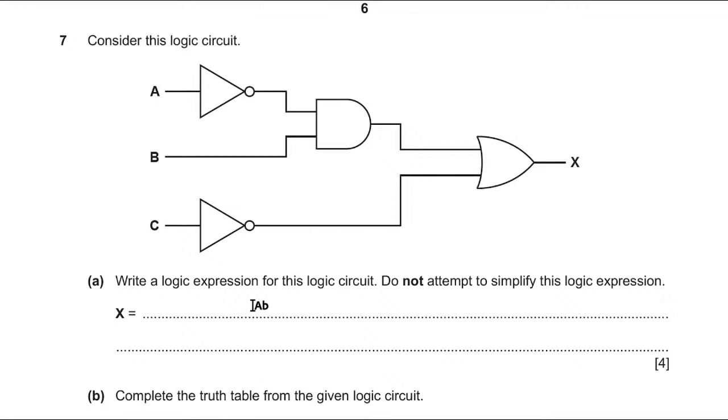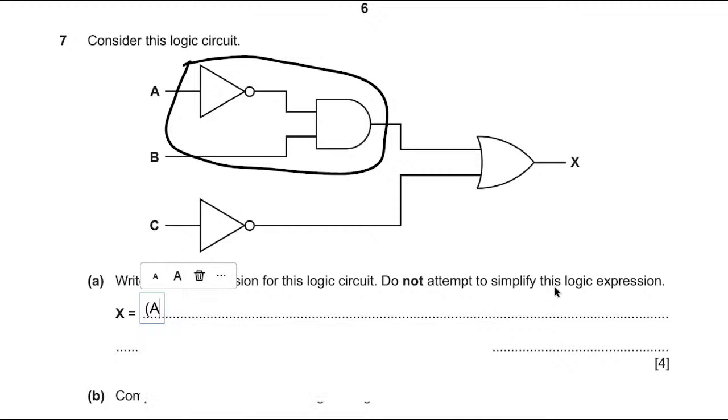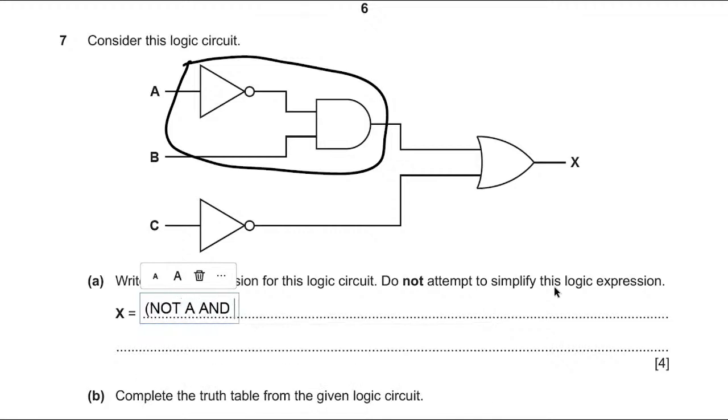Consider this logic circuit. Write the logic expression for this logic circuit. Okay, so first of all, I'm going to go ahead with this section. So that would mean NOT A and B. And then where it is going into an OR gate. So after the bracket, I'll apply an OR gate. And what is the second input in this OR gate? That is simply a NOT of C. So NOT C. And then I can put a big bracket around this entire equation. Very easy.